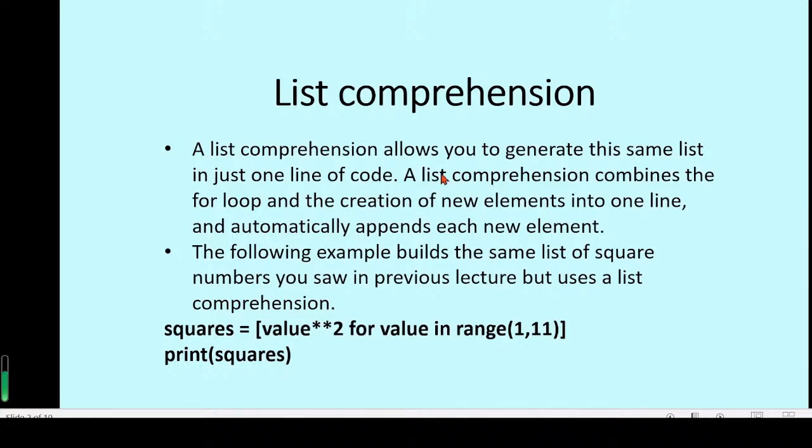A list comprehension allows you to generate this same list in just one line of code. A list comprehension combines the for loop and the creation of new elements into one line, and automatically appends each new element. The following example builds the same list of square numbers you saw in previous lectures, but uses a list comprehension. So we can write squares is a list, and inside the brackets we write value ** 2, then a space, then it's like a for loop: for value in range 1 to 11.